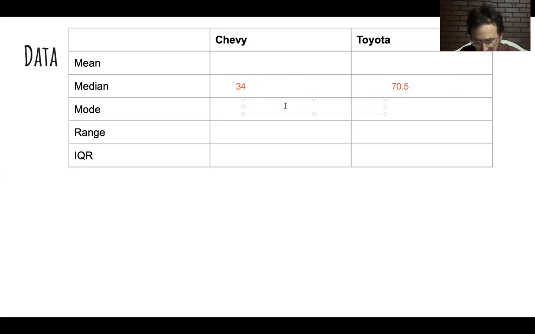And then the mode, you could have two modes for a Chevrolet. So there were two that had a reliability of 2, and then there were two cars with a reliability of 34, and then the Toyota had a mode of 75.